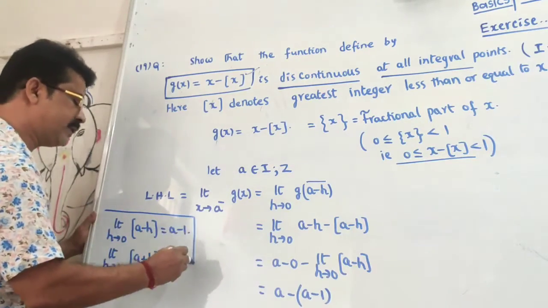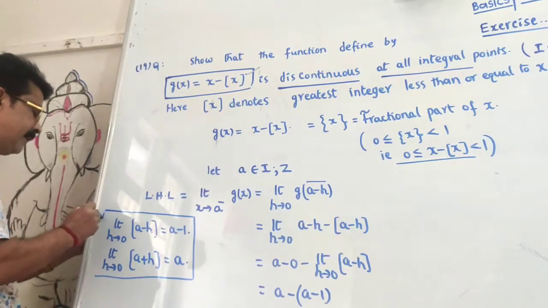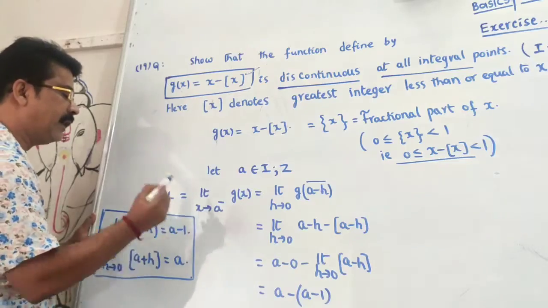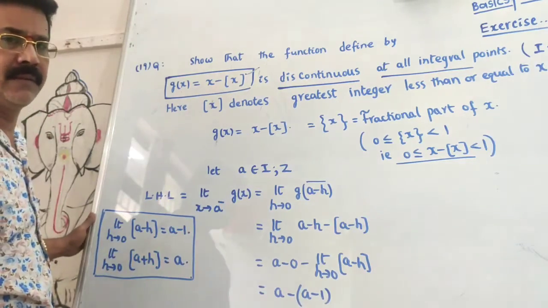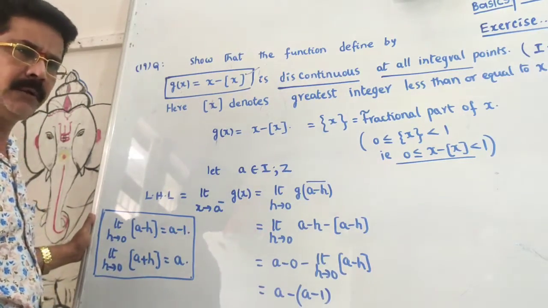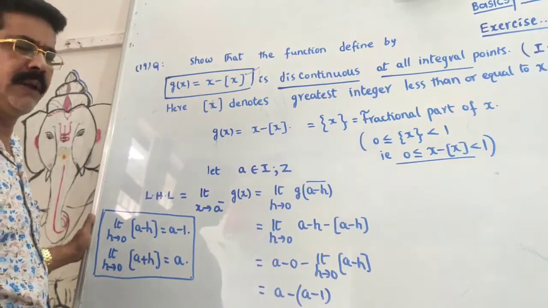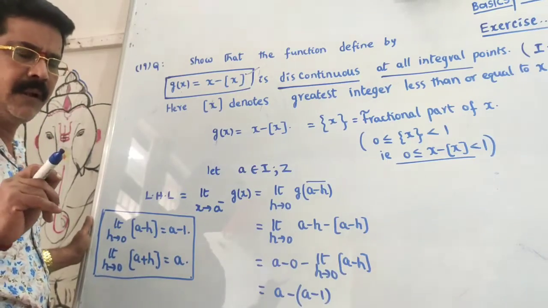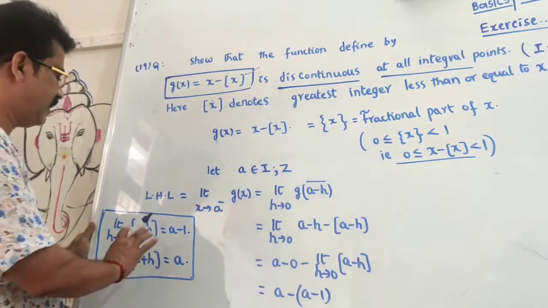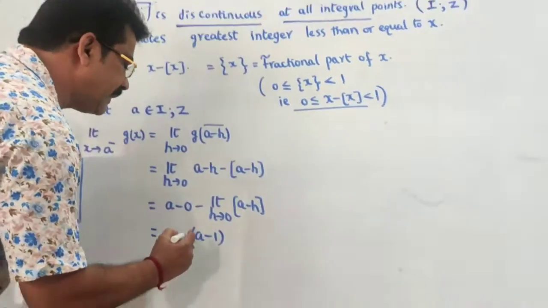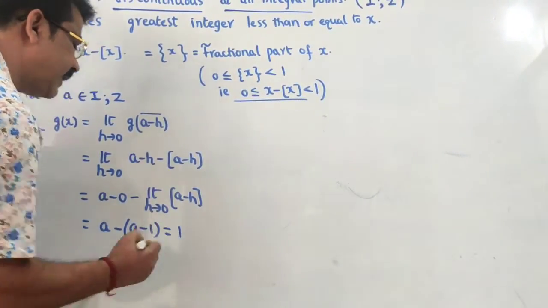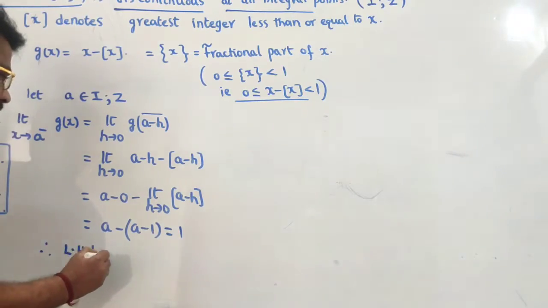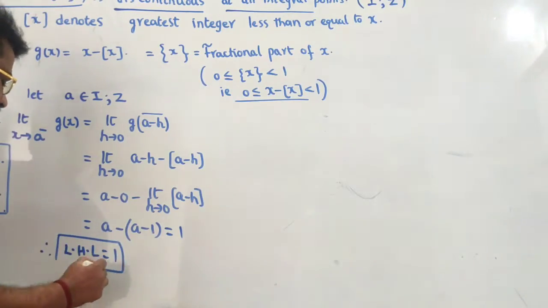Remember these two things. Due to this reason, for box of x the limit does not exist, meaning left hand limit is not equal to right hand limit. That's why box of x is always a discontinuous function at integers. This is the main reason. Okay, so that is equal to a, a cancels, it remains plus 1. Therefore left hand limit equal to 1.